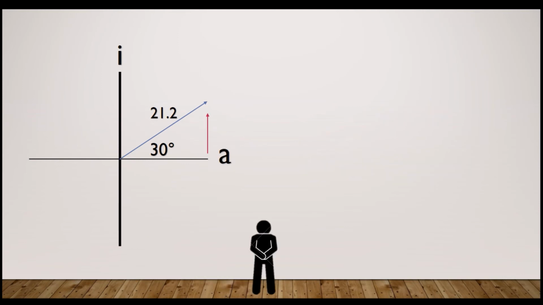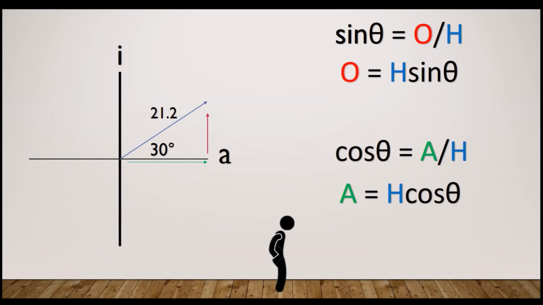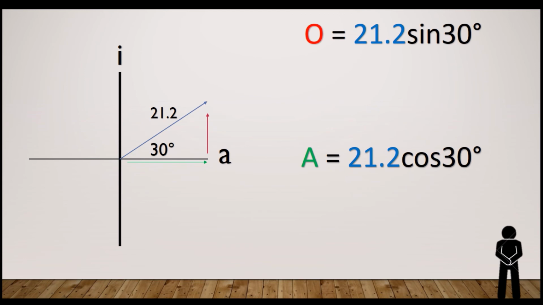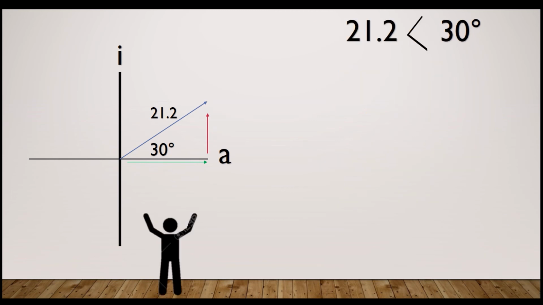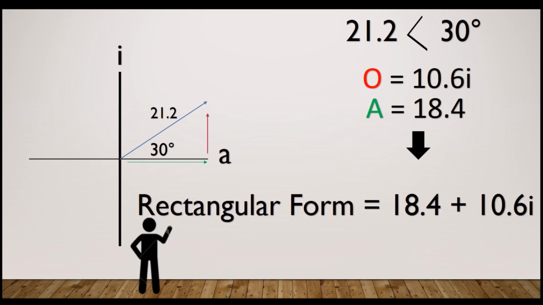First thing we must observe is that the axes, both their vectors, make up the r in polar form. Hence, by using trigonometry, we can just gain the values by simply rearranging and placing our values, as shown here. From these values we get 10.6i for the imaginary axis and 18.4 for the real axis. Therefore, from polar form we gain the rectangular form, which is 18.4 plus 10.6i.